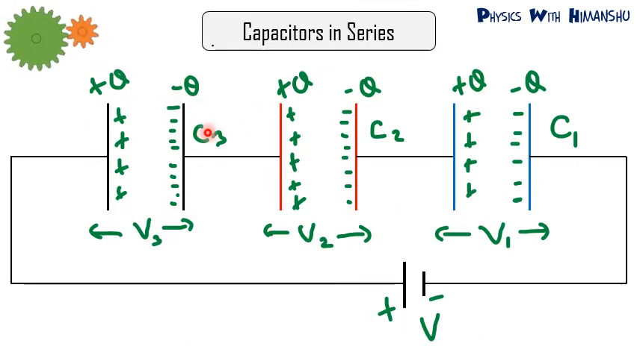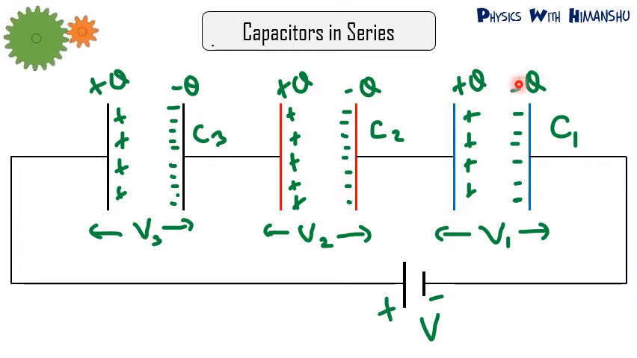capacitors are said to be connected in series if, now remember this, if positive plate of one capacitor is connected to negative plate of another capacitor. So positive, negative, positive, negative. And always remember, when capacitors are in series, charge on them will be same, because from this battery, negative charge will move to this plate.